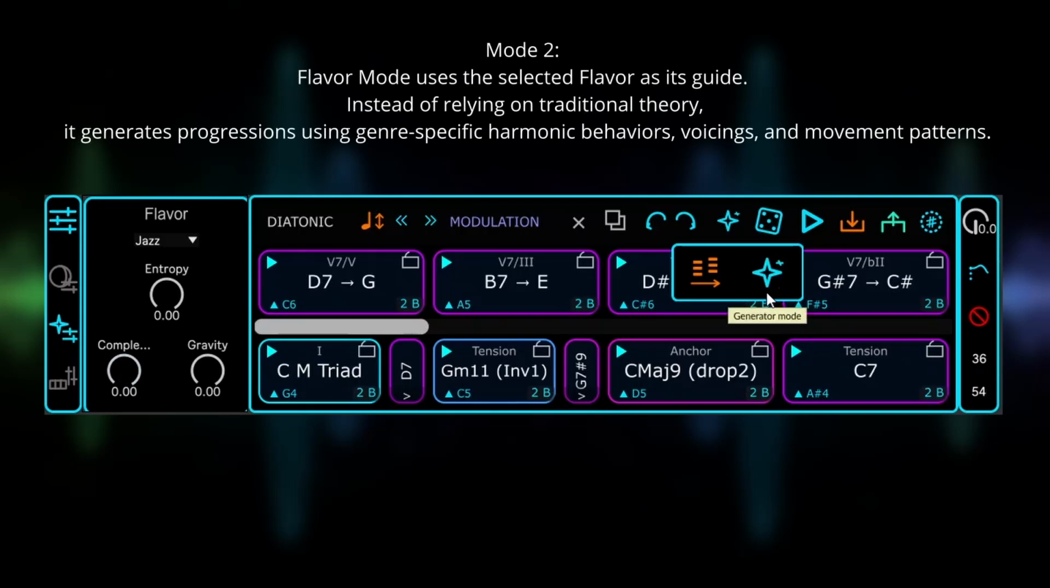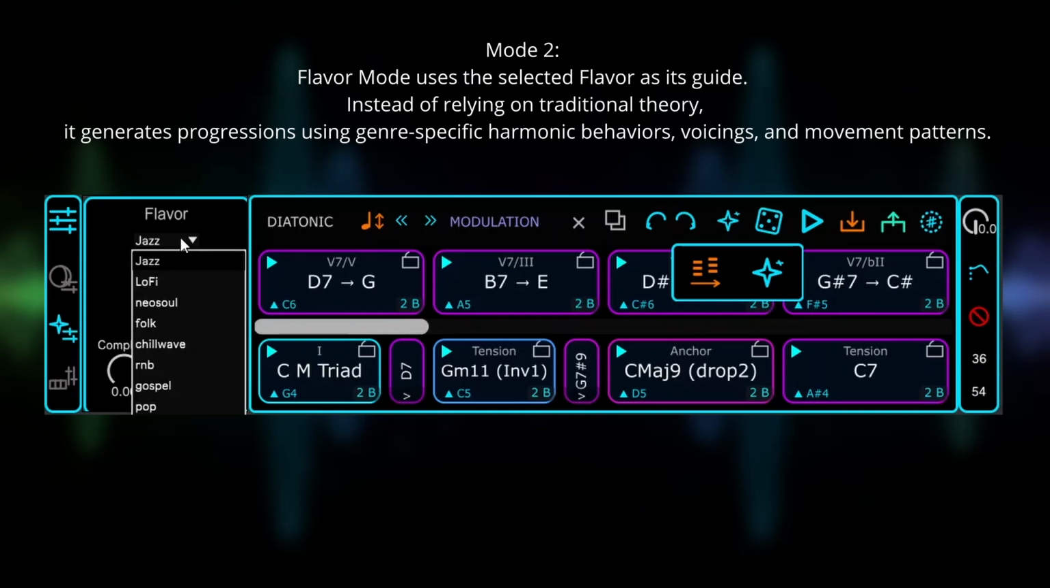Flavor mode uses the selected flavor as its guide. Instead of relying on traditional theory, it generates progressions using genre-specific harmonic behaviors, voicings, and movement patterns.